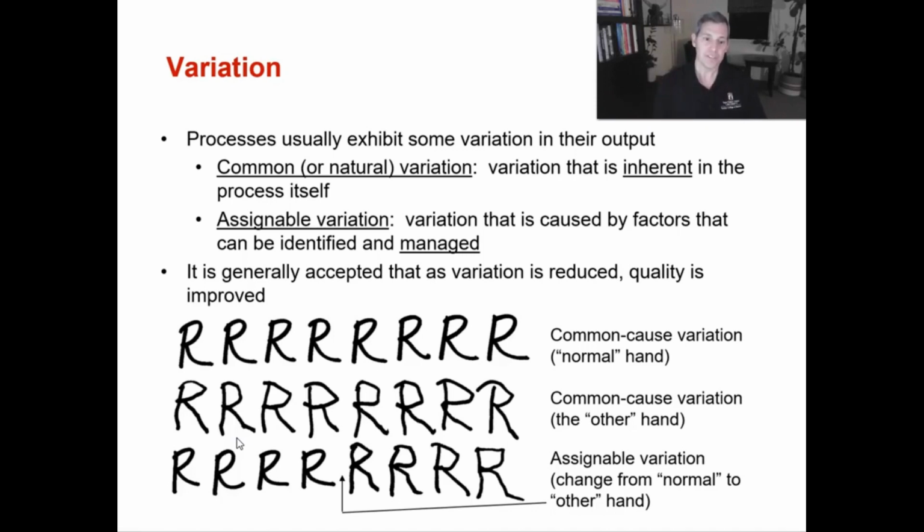The difference with this process is that when we changed from normal to the other hand, that is assignable variation. We know why the variation occurred between the first 2 letters and the second 2 letters because you changed hands. That is an overly dramatic way of trying to explain variation by using your handwriting with your primary hand and your less dominant hand. But that is common cause variation. There's a little bit of variation when you use your primary hand. There's a little bit of variation when you use your other hand. But when you put those 2 together, back to back, you see the change from one hand to the next. That's assignable variation.